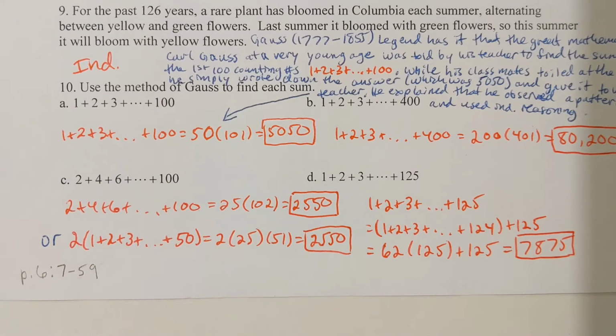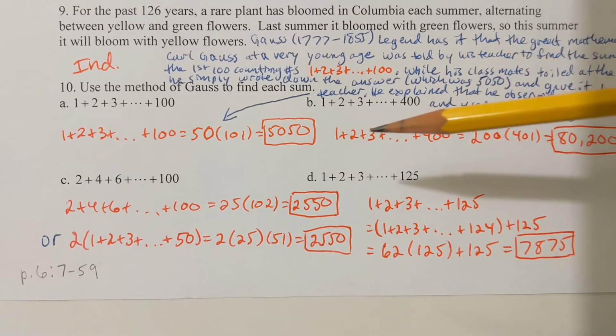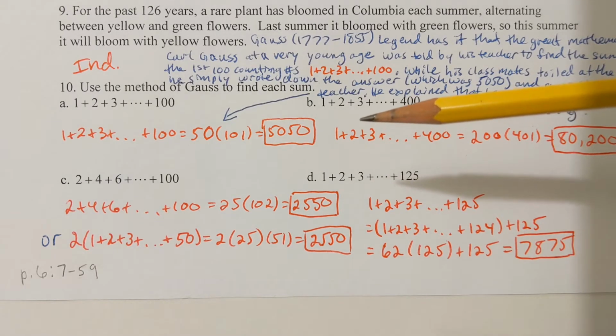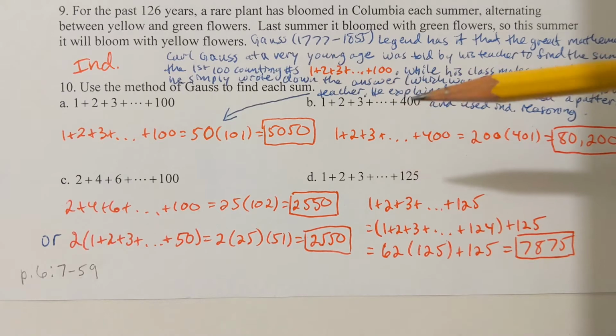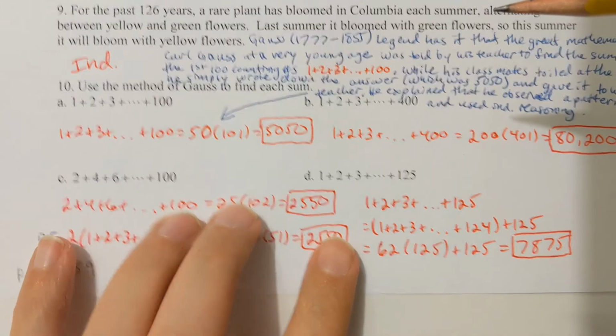Okay, so we're at the end of section 1.1 here. I guess the only thing left to talk about in section 1.1 is the method of Gauss that we use to find sums. And just a little history here.